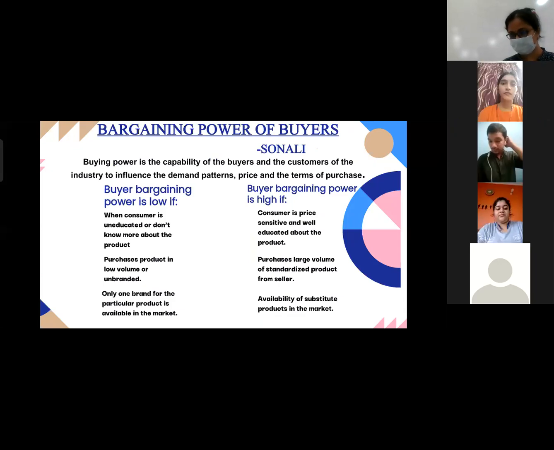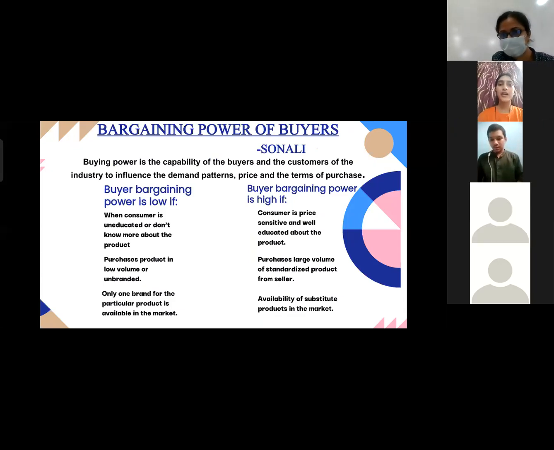Good afternoon, everyone. I'm going to explain bargaining power of buyers. First of all, what is power of buyers? Buying power is the capability of the buyers and the customers of the industry to influence the demand patterns, price, and the terms of purchase. When the buyers are few in number and are well organized, the buying power may be high. If the bargaining power of buyer is high, then the profit margin of the firm becomes low.